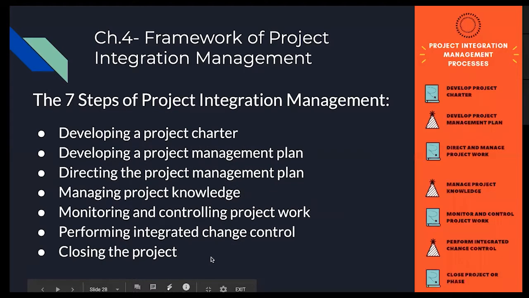Now we look here at the 7 steps of project integration management. We have first developing a charter, developing a project management plan, directing the project management plan, managing project knowledge, monitoring and controlling project work, performing integrated change control, and closing the project.